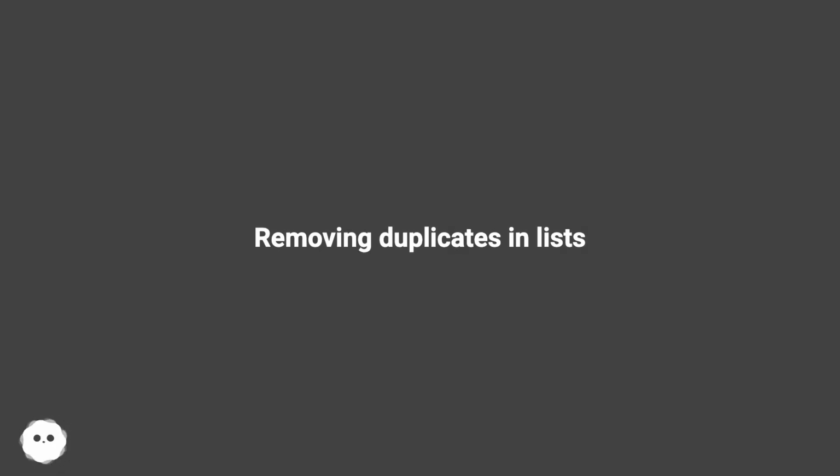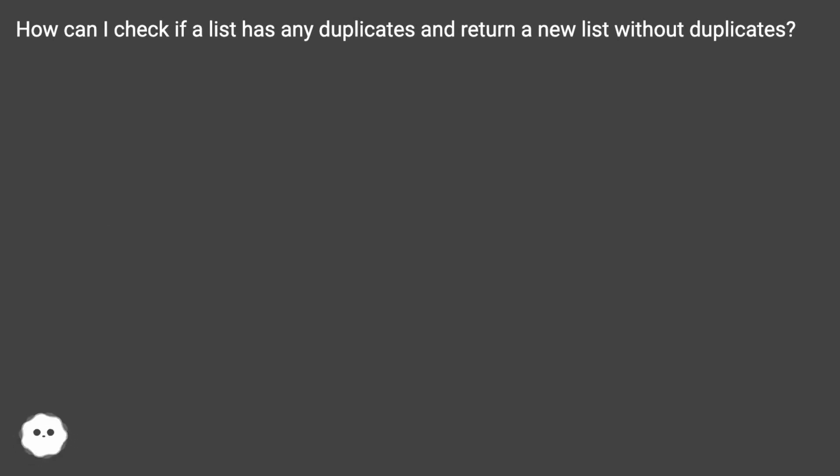Removing duplicates in lists. How can I check if a list has any duplicates and return a new list without duplicates?